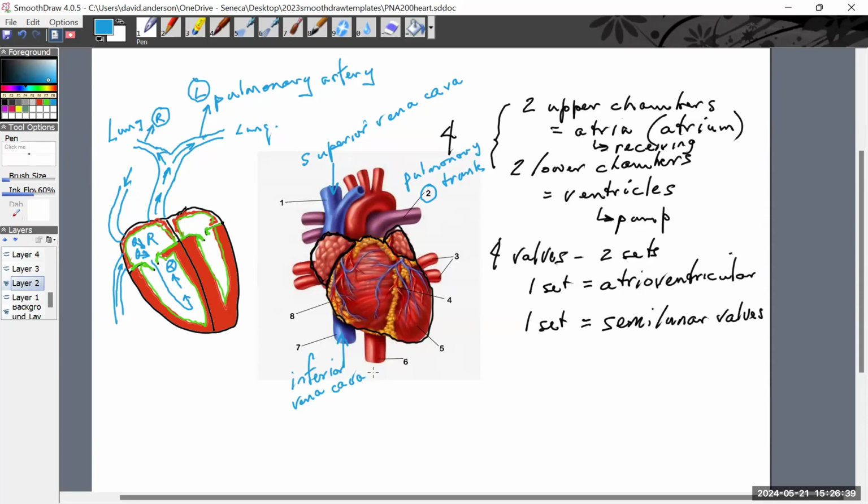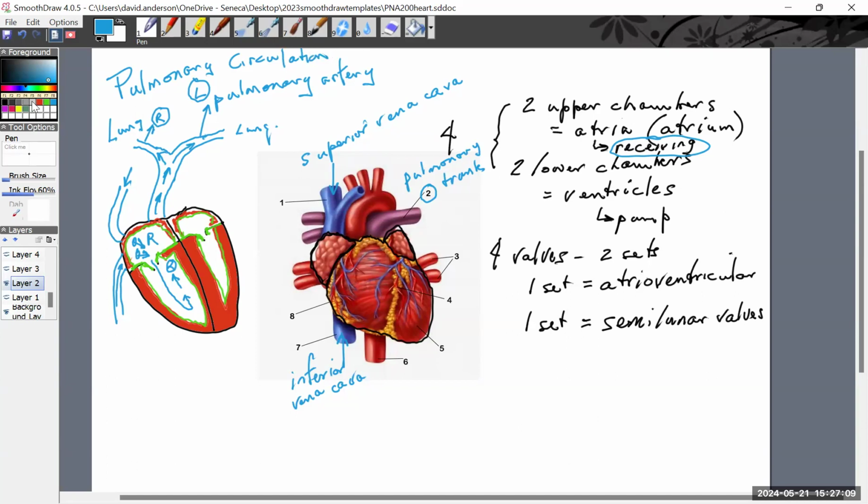The blood is going to enter, in other words, be received on the right side, right atrium, and then delivered to the right ventricle, and the right ventricle is going to pump up to the lungs. So that would be referred to then as the pulmonary circulation.